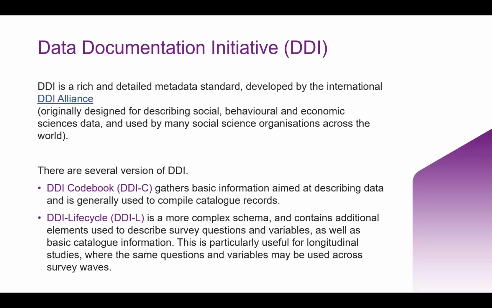So DDI is the Data Documentation Initiative, and it's a rich and detailed metadata standard which has been developed by the DDI Alliance. There's a couple of different versions of DDI. So the DDI codebook and the DDI lifecycle are the two to know. The DDI codebook gathers more basic information and it's often used to describe collections at a higher level. So this is really useful for our data catalogs, for example.